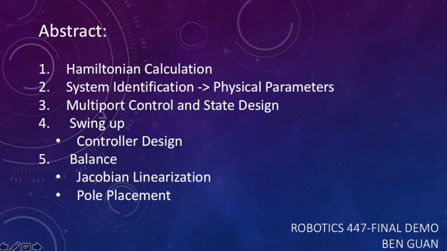The next step would be using a multiple control and doing a state design. In this case, we have four states in total. The next step would be doing the swing up control, which involved finding the controller, and the very last step would be balancing the second joint of the stick, for which we use Jacobian linearization and pole placement.